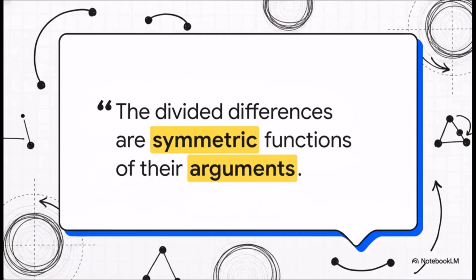Pretty cool, right? And here's the thing, this isn't just some weird quirk of the first order. Nope. As the source material confirms, this symmetry holds true no matter how many points you're working with. You can shuffle the order of your arguments any way you want, and the result will always be the same. That's what makes this a seriously robust and super reliable tool.